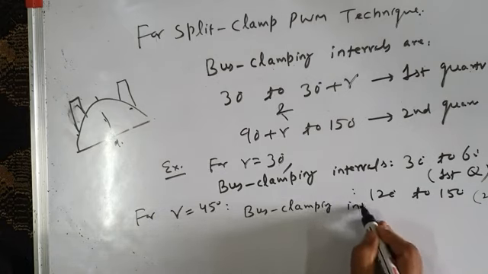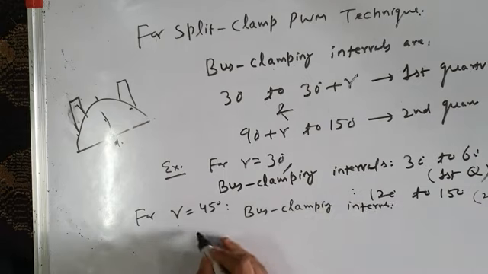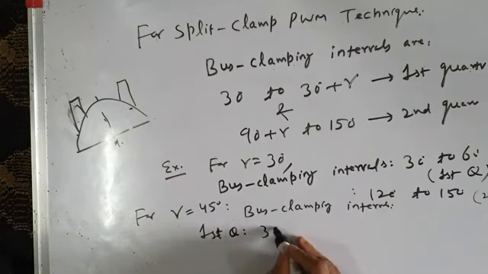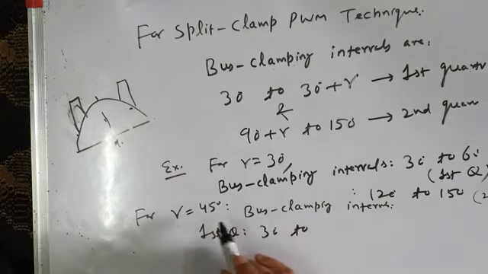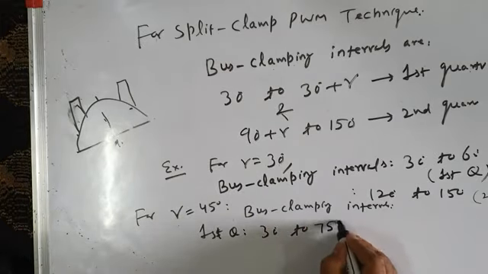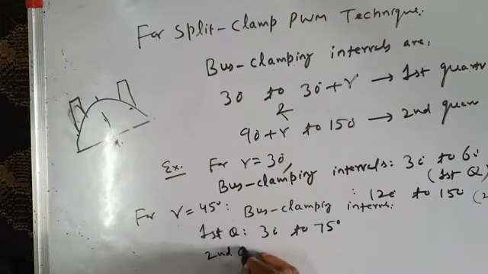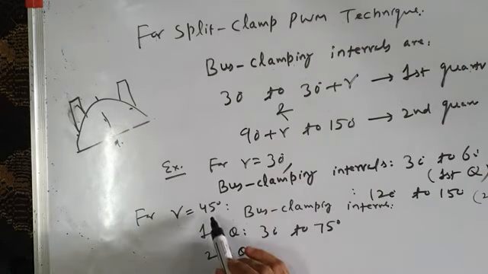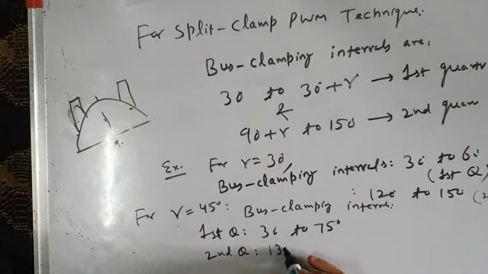Bus clamping intervals. Let us take first quarter. In the first quarter, 30 degrees to 30 plus gamma. How much is gamma? 45. 30 plus 45 is 75 degrees. And in the second quarter, 90 plus gamma to 150. 90 plus gamma, 90 plus 45 is 135 degrees to 150 degrees.